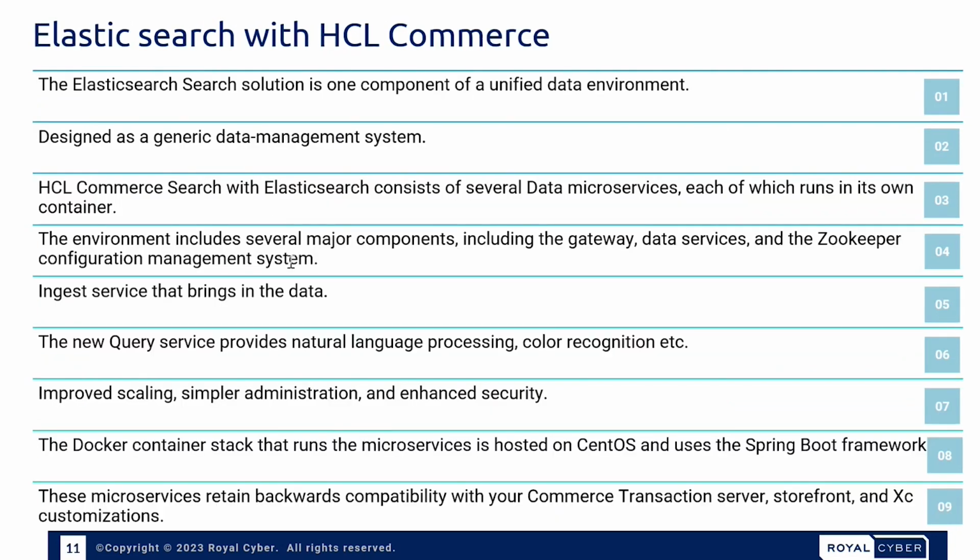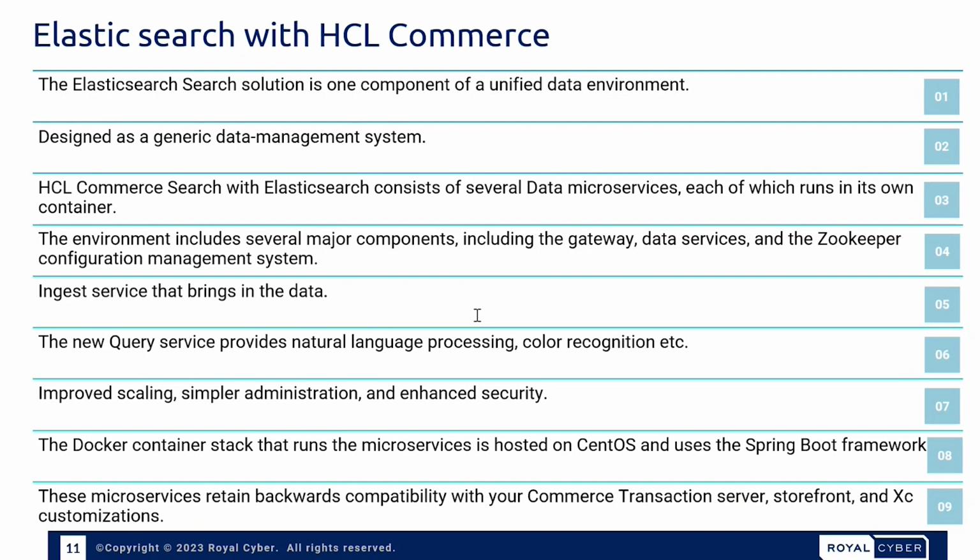Let's move on to the overview of Elasticsearch. The Elasticsearch solution is one component of a unified data environment. This environment is designed as a generic data management system that can be used by other commerce subsystems as well. HCL Commerce Search with Elasticsearch consists of several data microservices, each of which runs in its own container, and each microservice has its own responsibility.